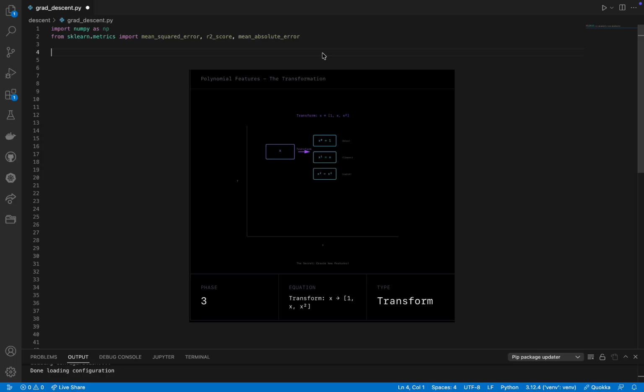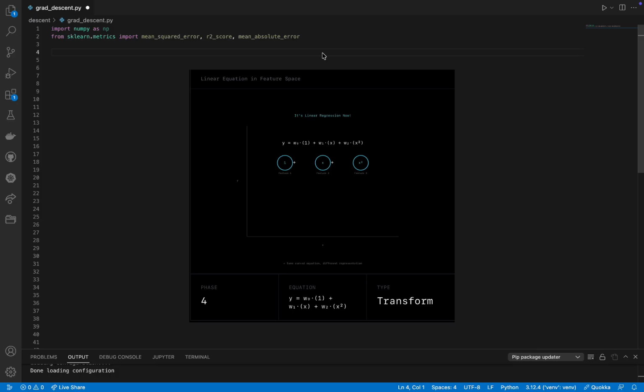If we have x as our input, we create 3 new features: x to the power of 0, which is just 1, and we call this the bias term; x to the power of 1, which is just x itself; and x to the power of 2, which is x squared. Now our curved equation y equals 2x squared plus 5x plus 10 becomes a linear equation in 3 features. It's the same equation, just represented differently. And this transformation is the entire secret behind polynomial regression.